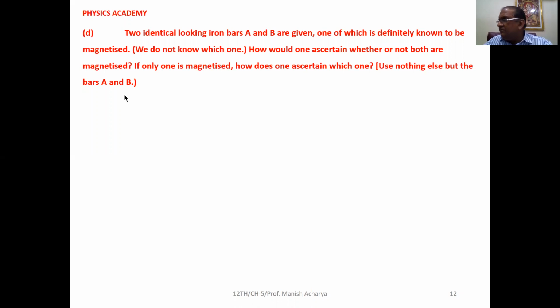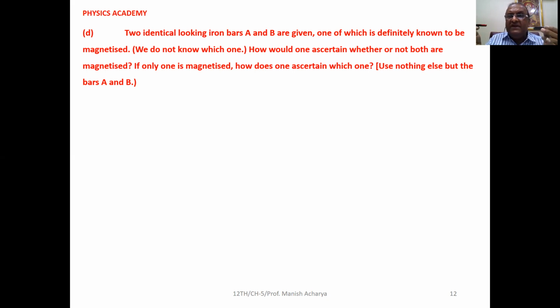So see here what we have to do. Suppose we have these two bars. One is magnetized, another one is not. Then how can one understand this? Only one is magnetized. So we have to place these two bars like this. And then after, like this.